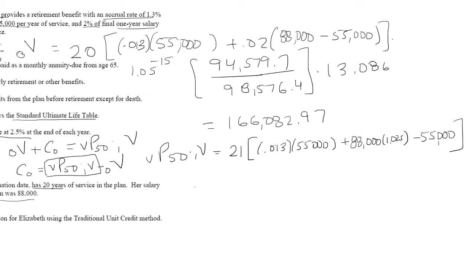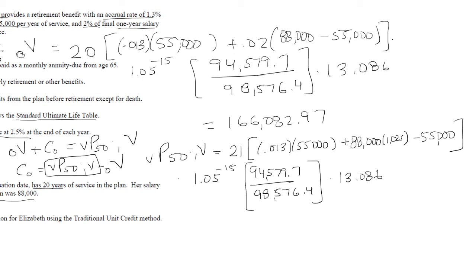Okay. And we're still going to multiply it. We're still going to discount it back to age 50 and multiply by the probability of survival. So we're still keeping it surviving from age 50 to age 65. And then multiply it by the annuity due. So we calculate this, we get 179,967.51.